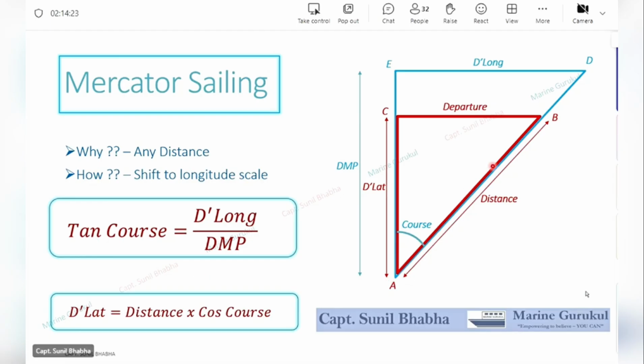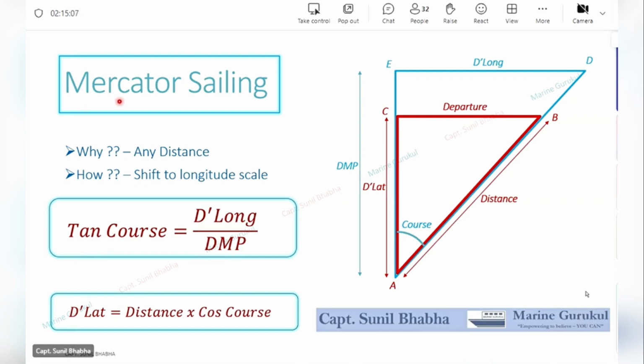Now you may note that in Mercator sailing also we have used the concept of plane right-angled triangle. We have used the tangent ratio. So how are we able to obtain more accurate courses and distances using the Mercator sailing? How is the curvature of the earth accounted for? The curvature of the earth is accounted for by including the DMP, difference of meridional parts. The meridional parts account for the curvature of the earth, giving us a more accurate answer.